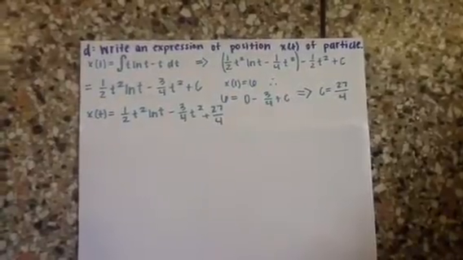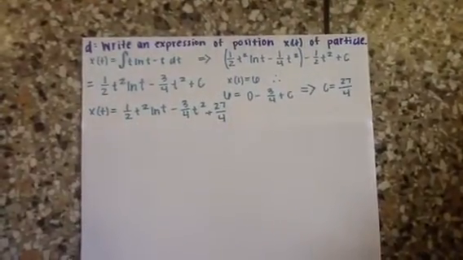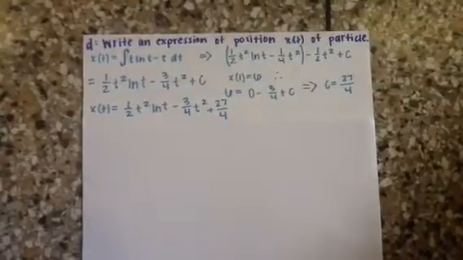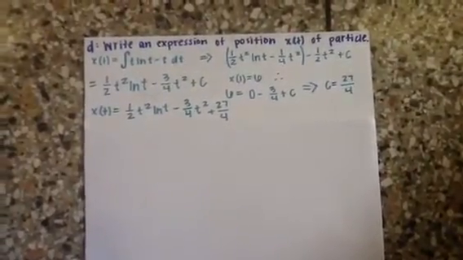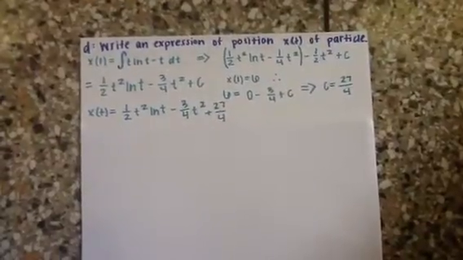Part D. Write an expression for the position x of t of the particle. x of t equals the integral of t ln of t minus t dt. Therefore, you have 1/2 t squared ln of t minus 1/4 t squared minus 1/2 t squared plus c.